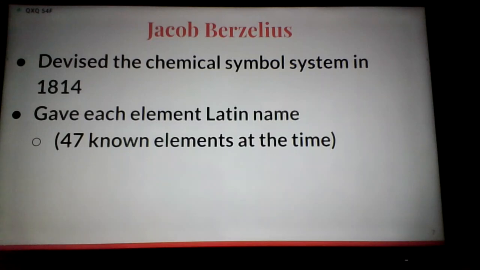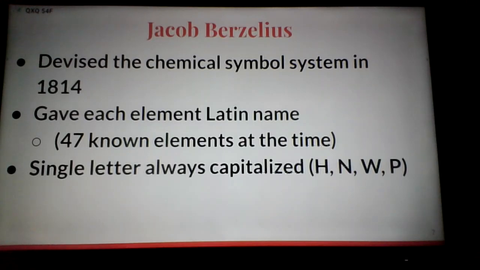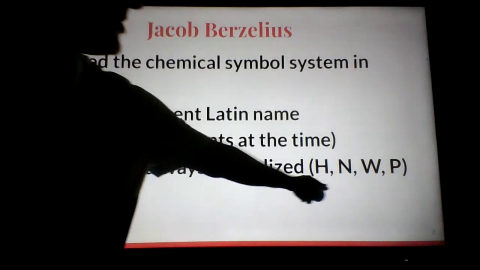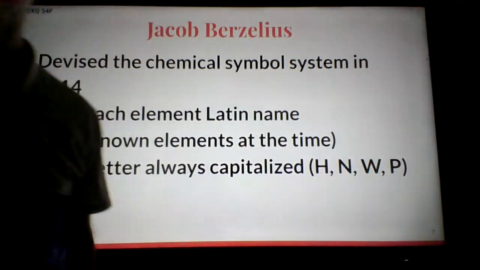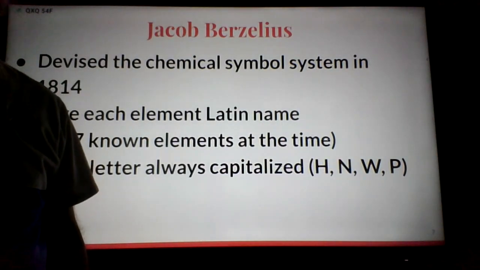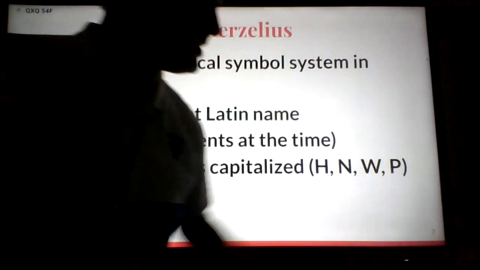At that time, around 1814, 47 elements were known, and Jacob Berzelius started to give them the chemical symbols. Now, here are the rules that we still use today. If the element has just a single letter for its symbol, that letter is always capitalized. H, hydrogen, N, nitrogen. Now, W means tungsten. The Latin name for tungsten is wolfram, and P is phosphorus.